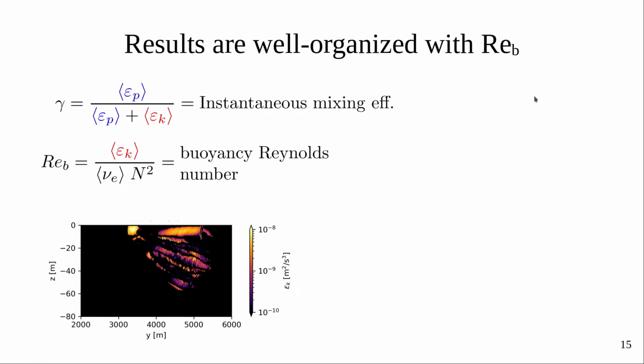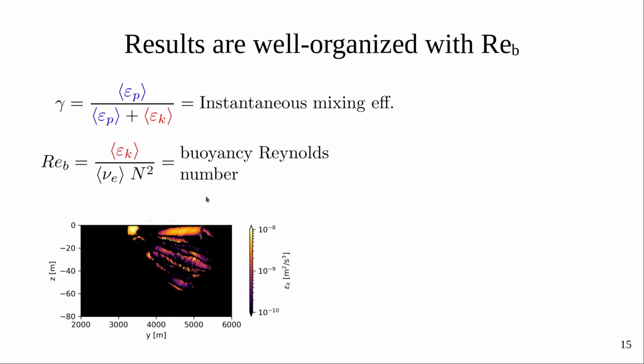Which means that we can probably use that to organize our results a little bit. So in the Kelvin-Helmholtz literature, they talk about this parameter called the buoyancy Reynolds number, defined like this. And what we wanted to do is to plot the mixing efficiency as a function of the buoyancy Reynolds number in our simulations. So just as an illustration, the dissipation rate of kinetic energy looks like this in any given simulation of ours, and this is a snapshot, and the mixing of buoyancy also follows a similar pattern.